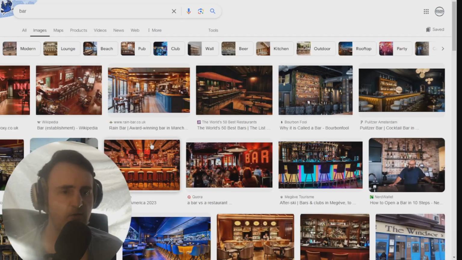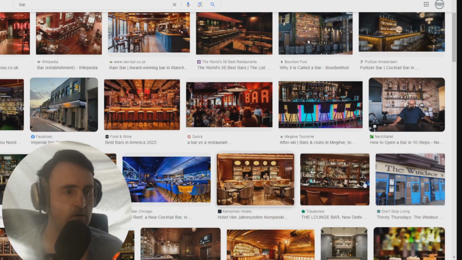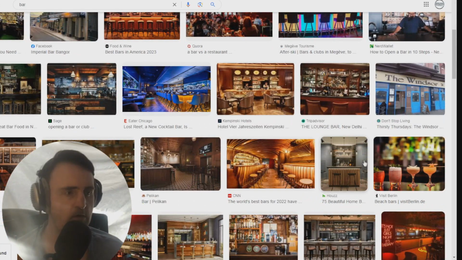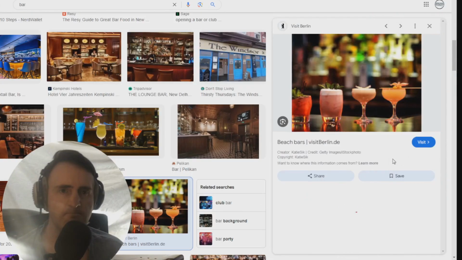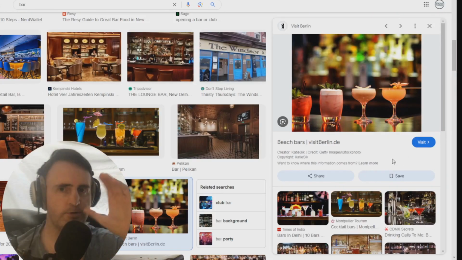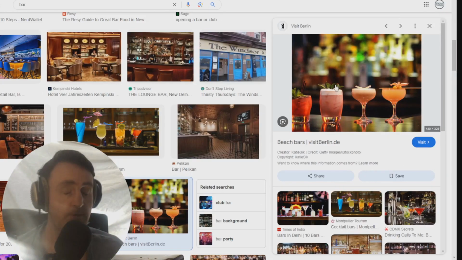And then we can have a bar. So somewhere you go for a drink. That's a bar. You might call it a pub, but many people call it a bar. I think in Japanese it's a bar.